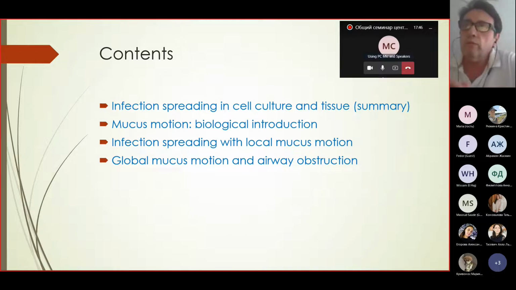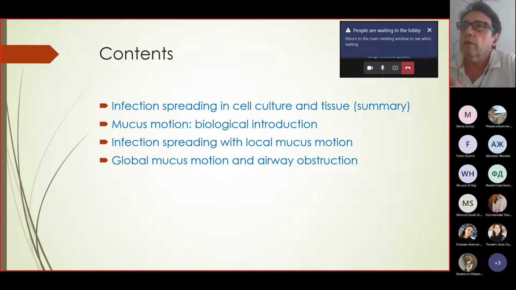Okay. So what I will talk about today is shown here. We will start with what we already know. We discussed in previous seminars and also recently infections spreading in cell culture and tissue. I will shortly repeat what we know about this. Then I will introduce mucus motion, a short biological introduction. And then we will consider this mucus motion with two different models. I will explain it later.